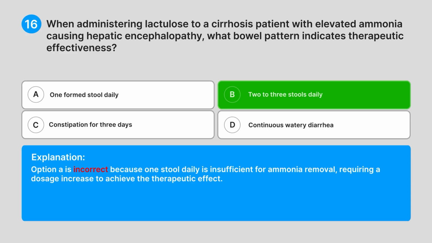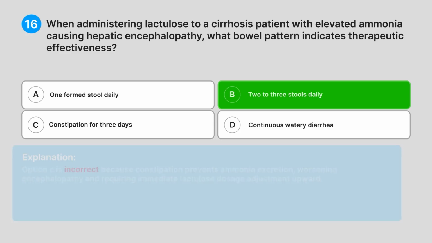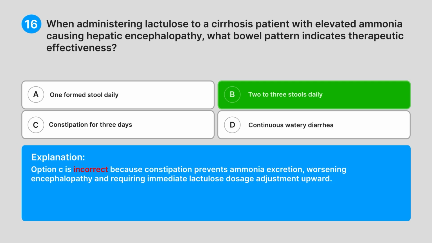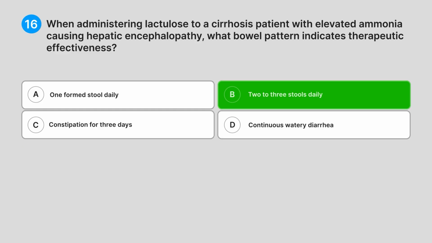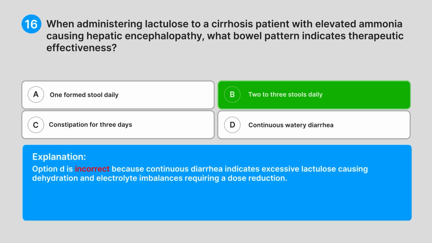Option A is incorrect because 1 stool daily is insufficient for ammonia removal, requiring a dosage increase to achieve the therapeutic effect. Option C is incorrect because constipation prevents ammonia excretion, worsening encephalopathy and requiring immediate lactulose dosage adjustment upward. Option D is incorrect because continuous diarrhea indicates excessive lactulose causing dehydration and electrolyte imbalances requiring a dose reduction.